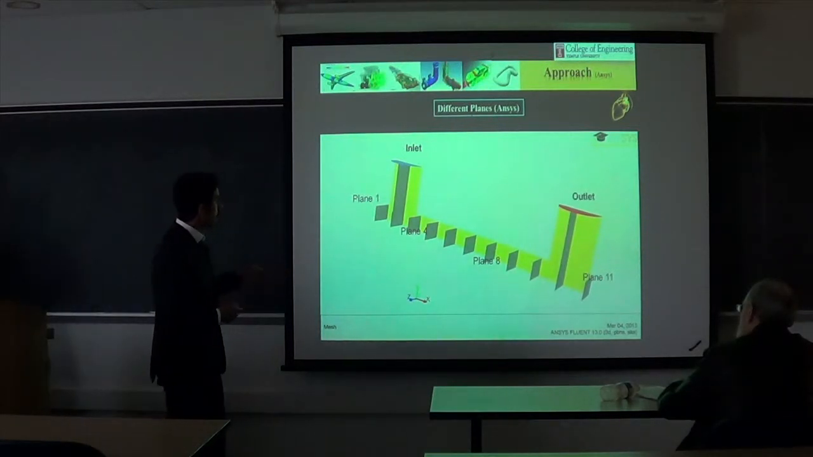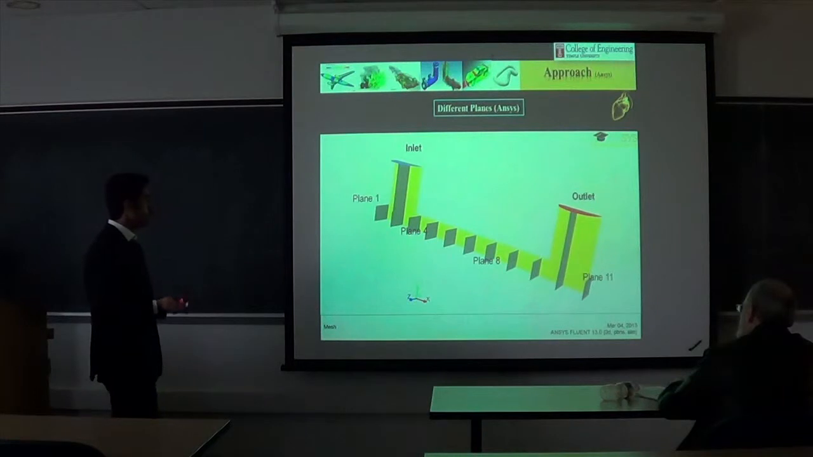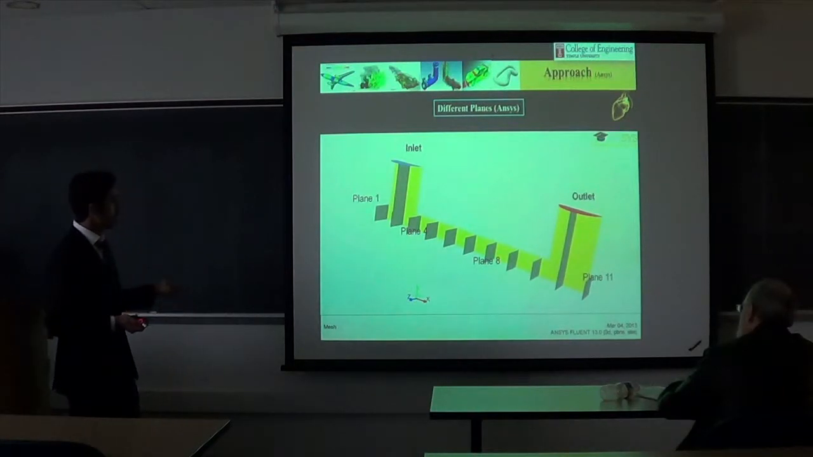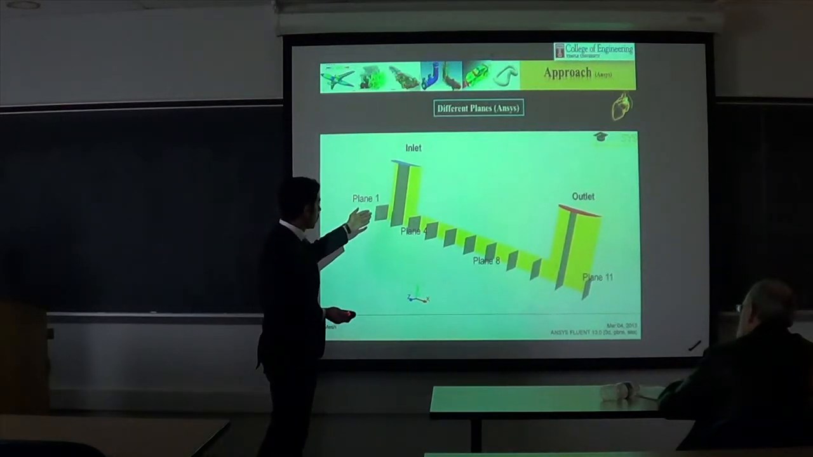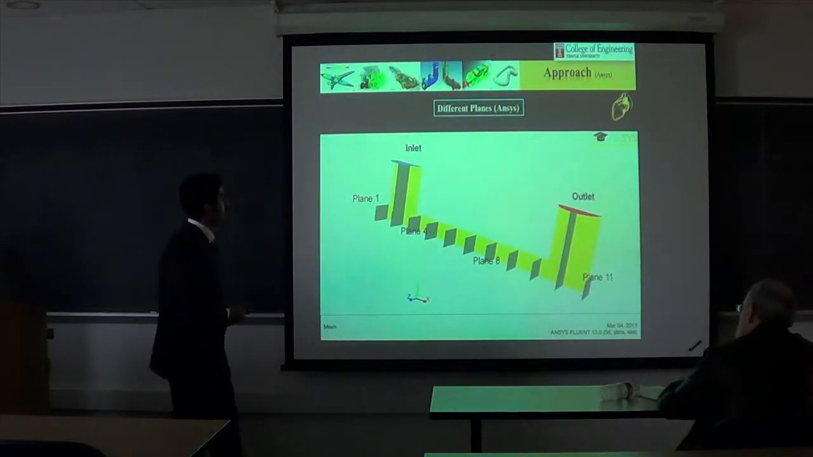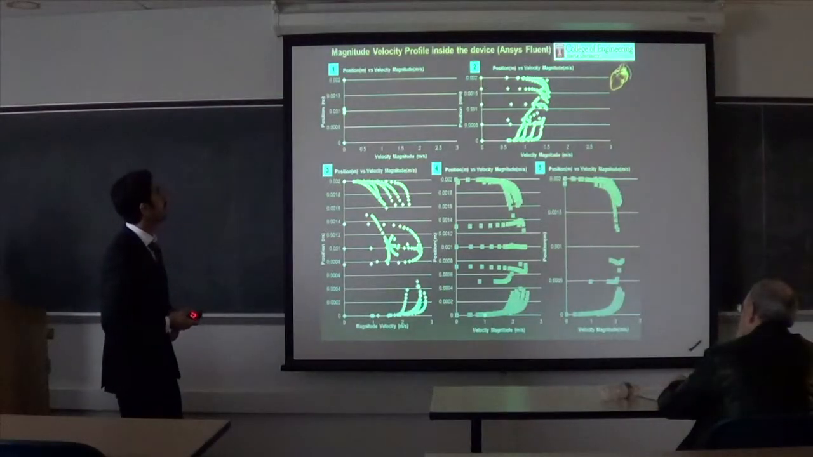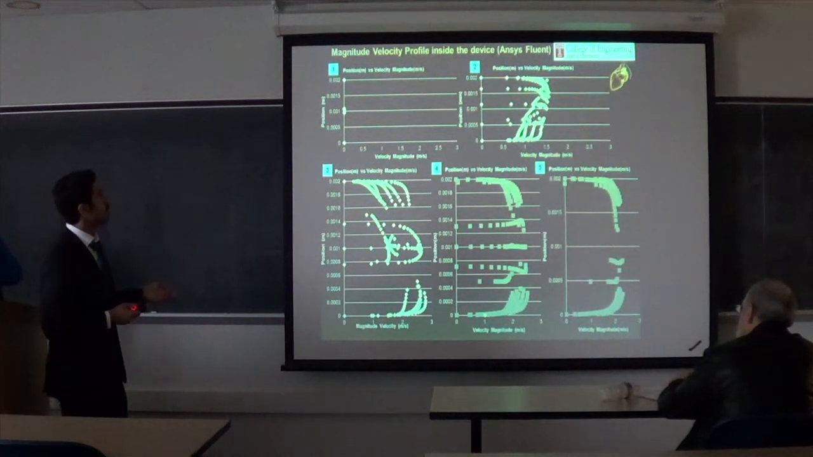So we created 11 planes. The distance between each plane is 3 millimeters. The total length is 30 millimeters, which is the length of the gasket. So very much, we created 11 planes for the whole channel. These charts represent the velocity profiles for each plane.